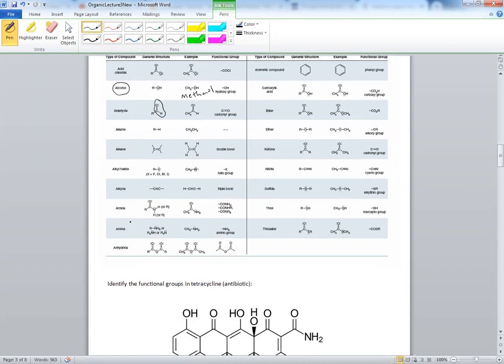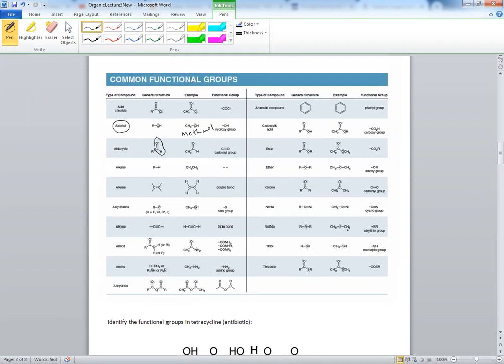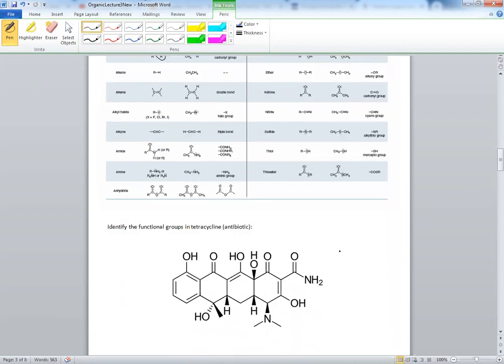So alkenes, they have carbon-carbon double bonds. Alkyl halides, they have the halides, so they have the fluorine, the Cl, the Br, so on and so forth. So you should be committing all of these to memory and be able to apply them here. So let's apply that here.